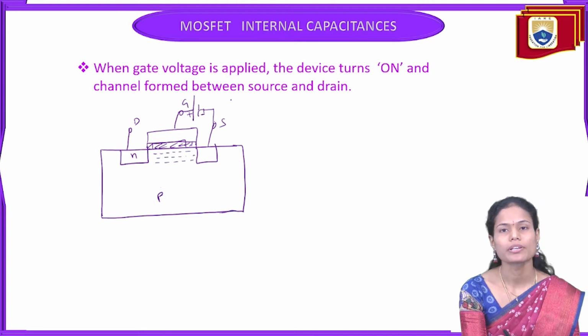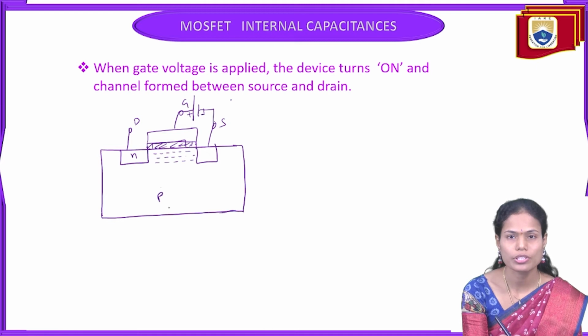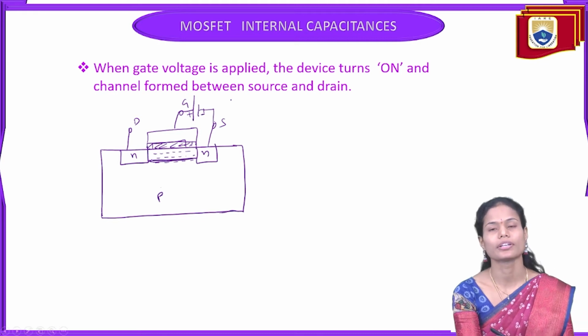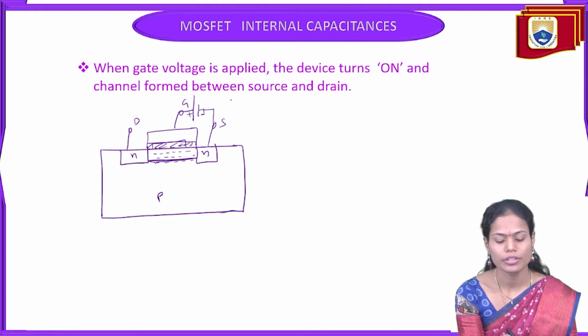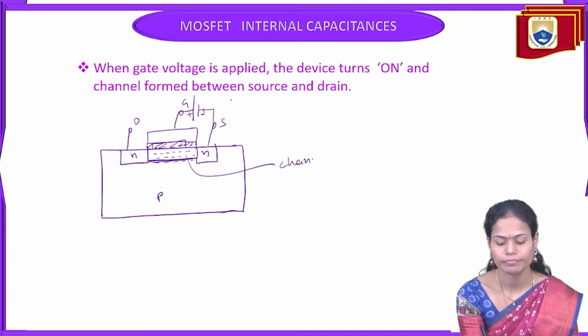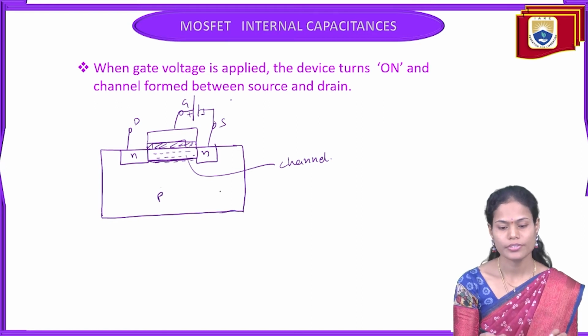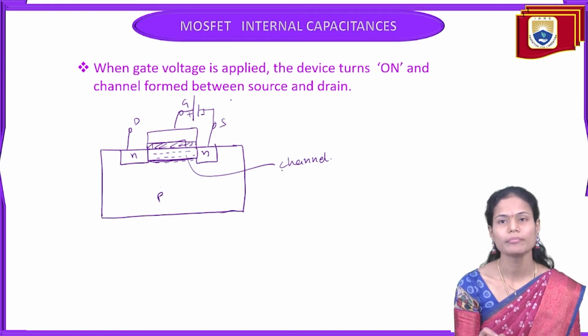So because of the application of gate to source voltage, the electrons present in the P type substrate come near the source and drain terminals. This formation of electrons will create the channel between the source and drain terminals. Okay, there is a channel that exists when we apply the voltage between the source and drain terminals here.